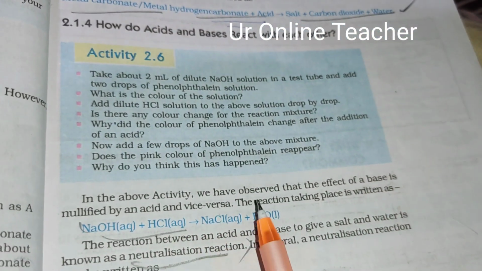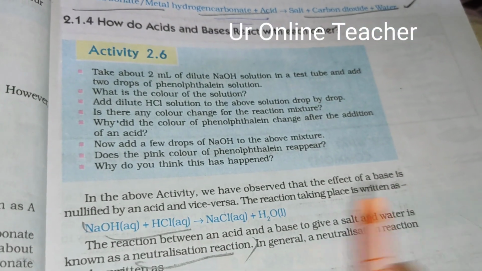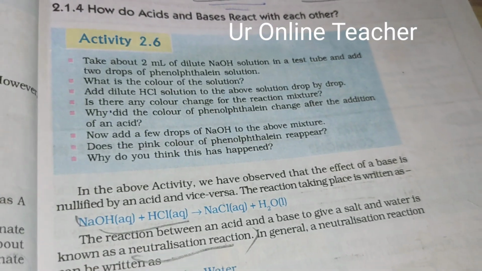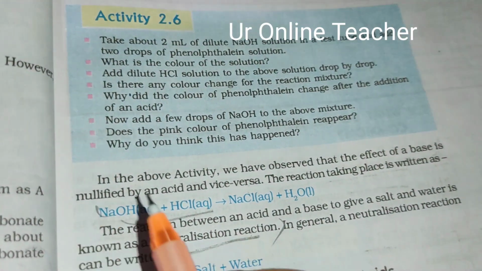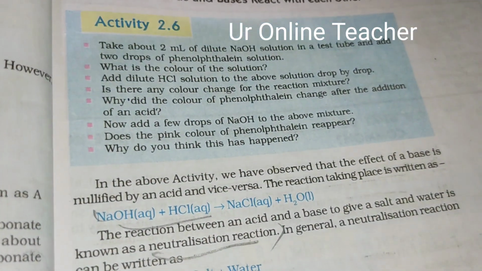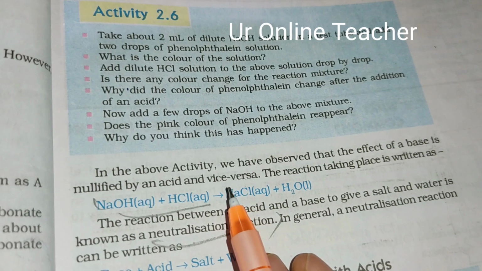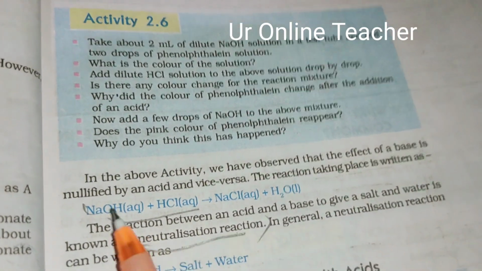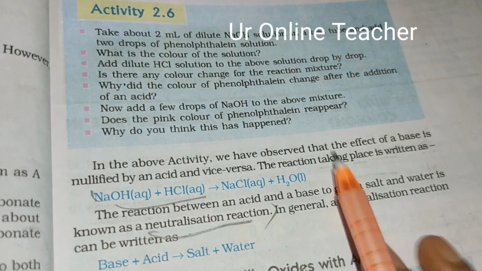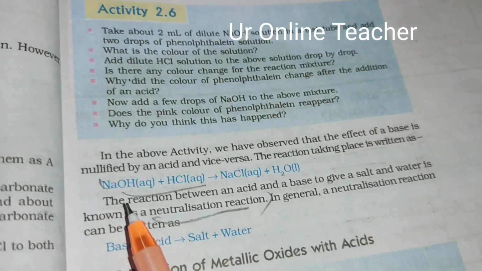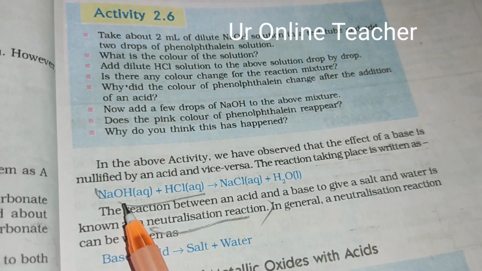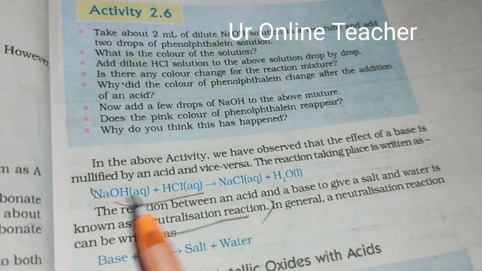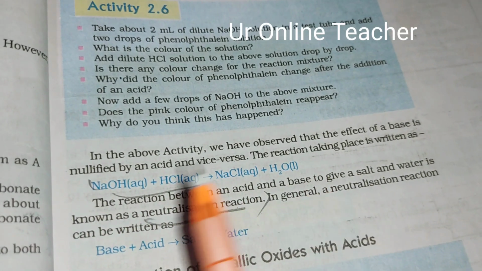So in this activity, we have observed that the effect of a base is nullified by an acid. The base effect will be made zero. Nullified means made zero by some acid, or we can make it vice versa. So how did the reaction take place? Sodium hydroxide, which is a base, and hydrochloric acid, which is an acid, both reacted to form NaCl plus H2O.